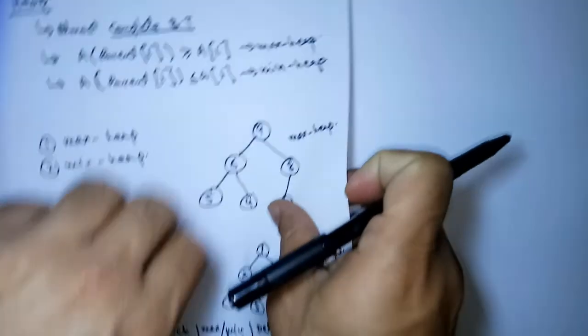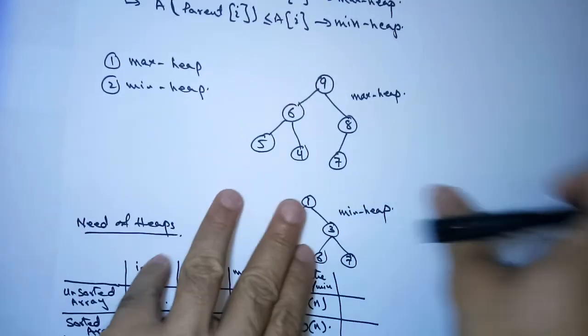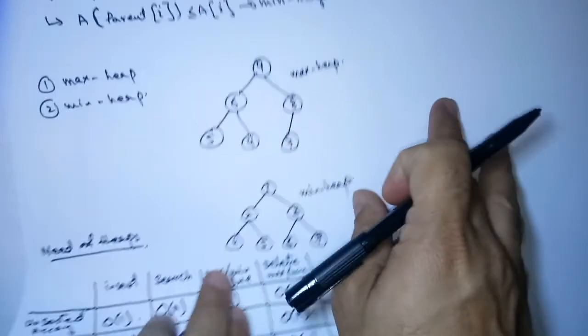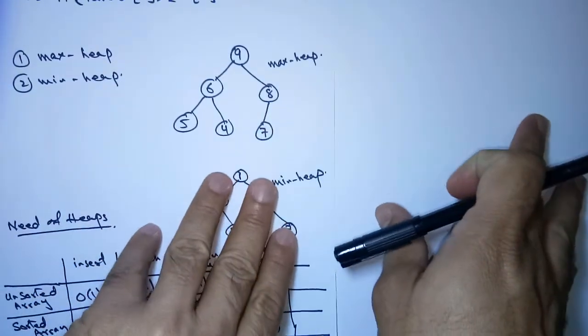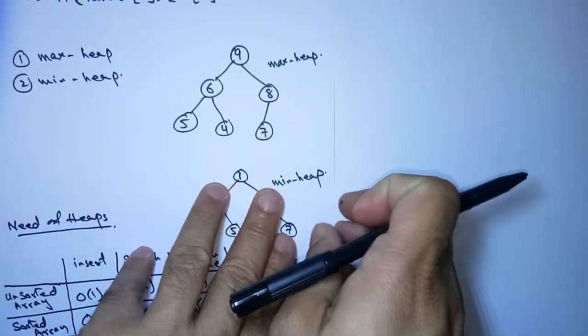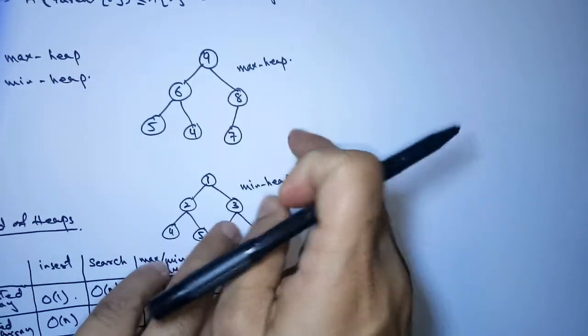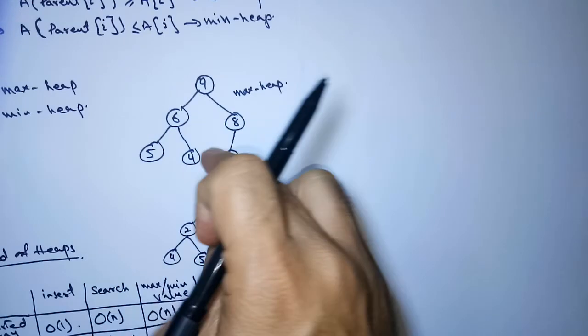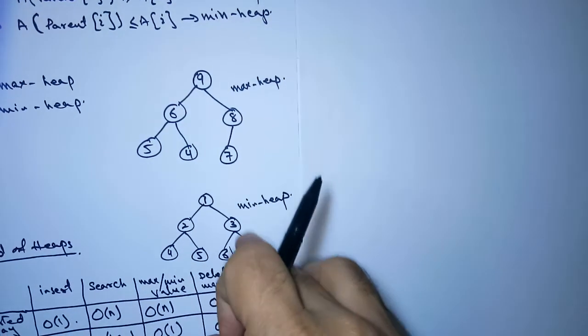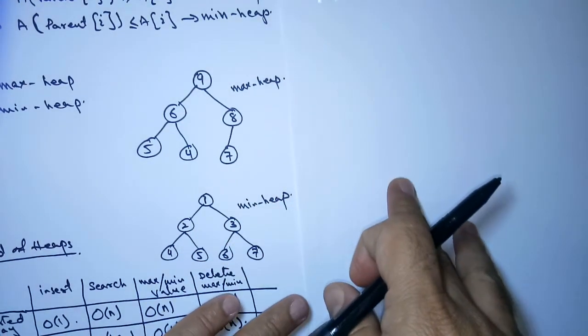Now let's see how we can represent a max heap or a min heap using an array. For example, if I have a tree like I had in the previous example, and this is a max heap, during the implementation or the programming, I really don't need to implement it as a tree. I can represent this max heap or the min heap using an array. So how can we do that?